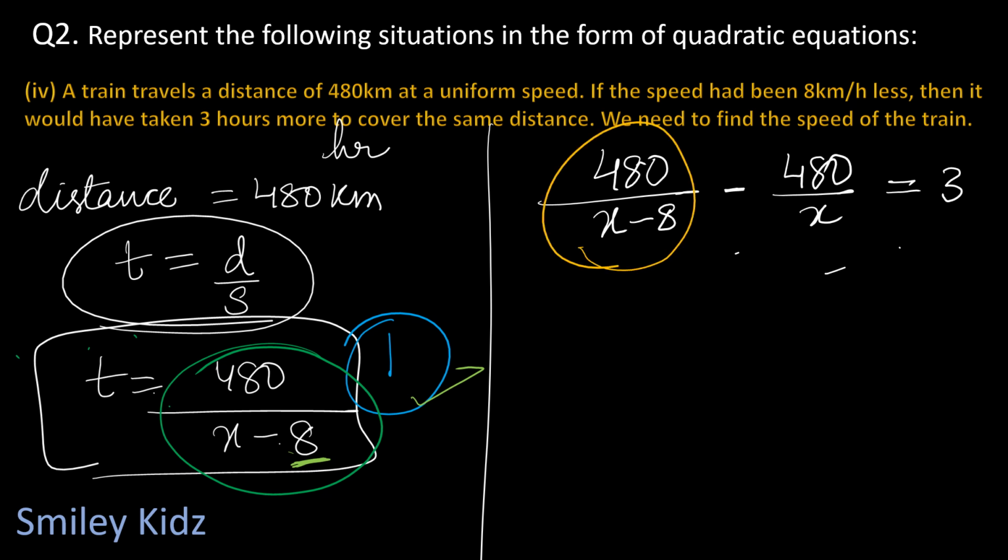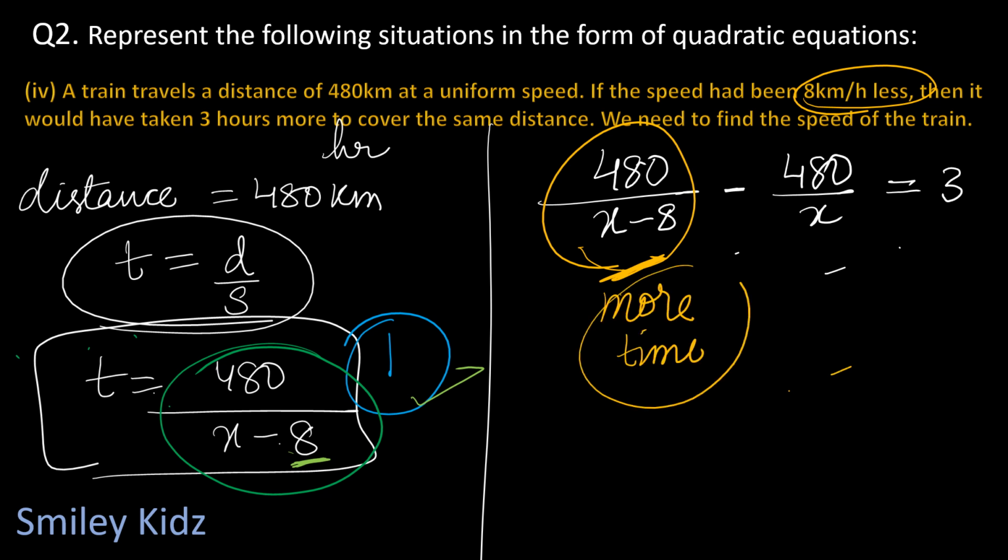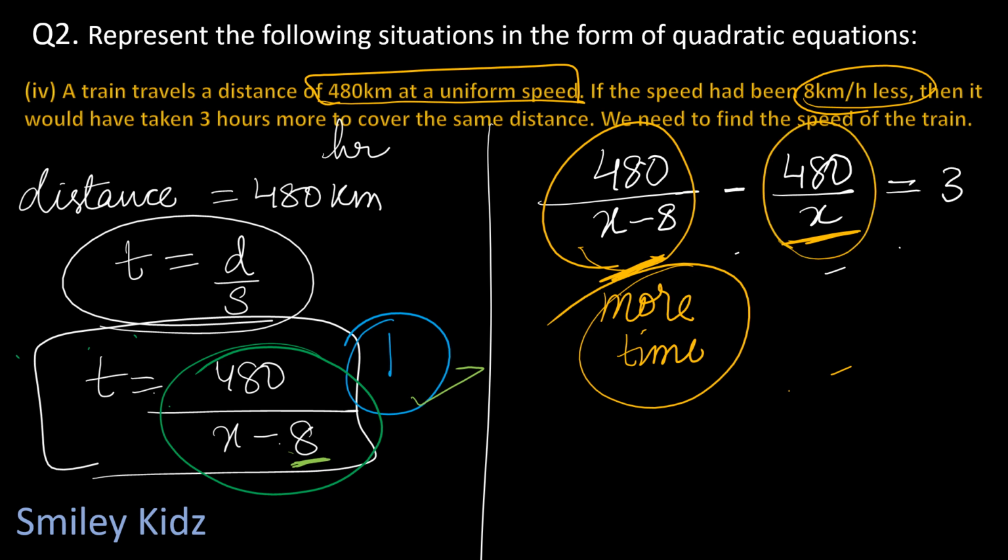That's because in the second condition, that is when the speed of the train had been 8 km per hour less, then it would have taken 3 hours more. That means condition 1 has taken more time. So more time has been taken by condition 1. Then we have condition 2 which says the train has to travel 480 kilometers at uniform speed. That is 480 by x. And the resultant difference would be 3 because the train had taken 3 hours more to cover the same distance.